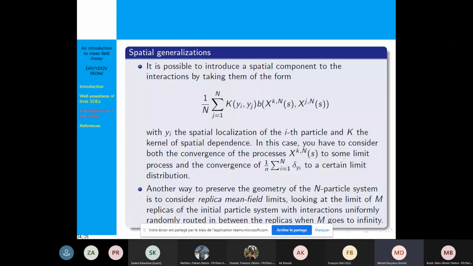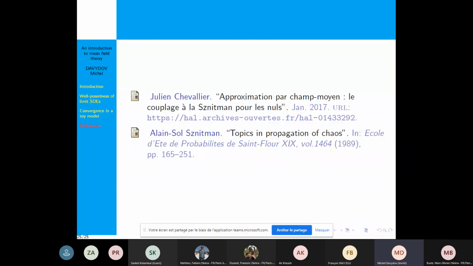And so if you're interested in this topic, I'll just give you two references, which is basically what I've used to prepare this talk. There's also an introductory review by Julien Chevalier, which is kind of simplified, which is where I've taken the toy model from. And the main reference on the topic is, of course, a course by Alain-Sol Sznitman on the statistical topic and propagation of chaos.